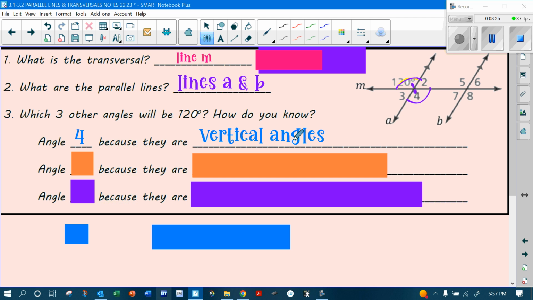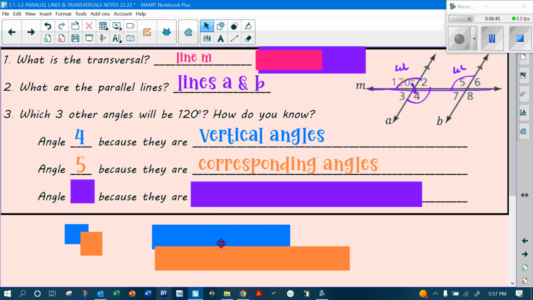The next one that is also 120 is angle 5. If I look at this angle right here, which is 120, I know angle 5 because remember this is our transversal. They're on the same side and they're both in that upper left-hand corner. So that means these two are corresponding. And please, you have to memorize these. You have to memorize these.